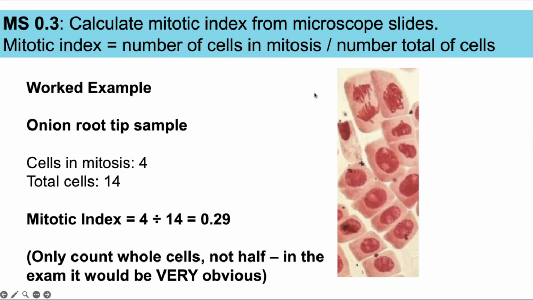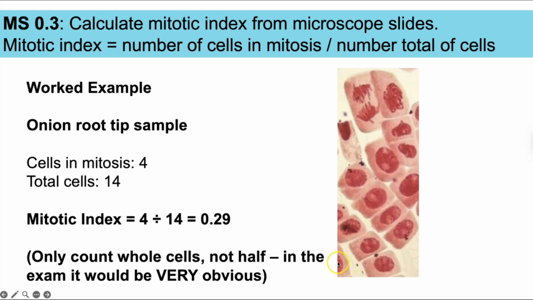So just to show you an example here, we've got a field of view that shows us some onion root tip cells, and if you were to count them all, we've got 14 cells. 4 of them are in mitosis, so we do 4 divided by 14. Our mitotic index is 0.29. Now, a few things just to point out. First of all, only ever count the whole cells.